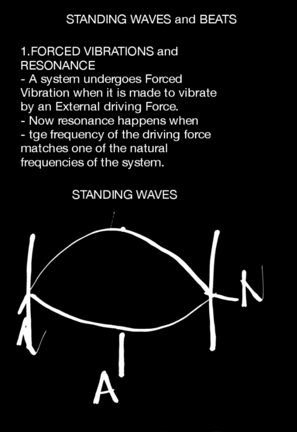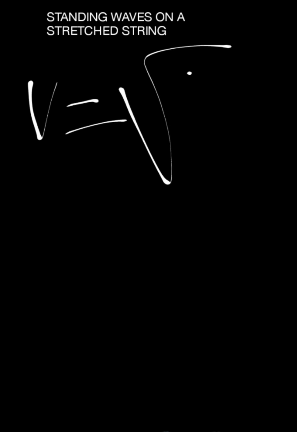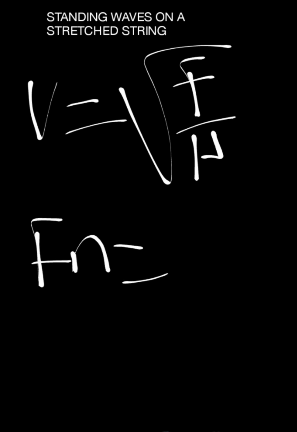Let's talk about standing waves on a straight string. Consider a string of length L fixed at both ends. The wave speed on the string is given by v equals the square root of F over mu, where F is tension and mu is mass per unit length. Now, for the allowed frequencies, we have the equation Fn equals nv over 2L.